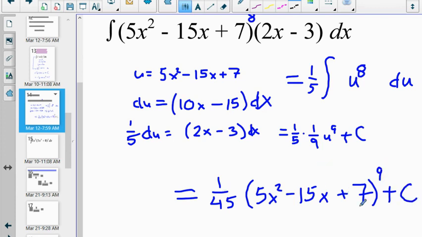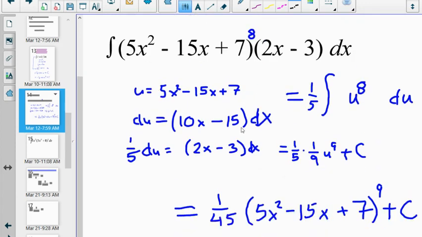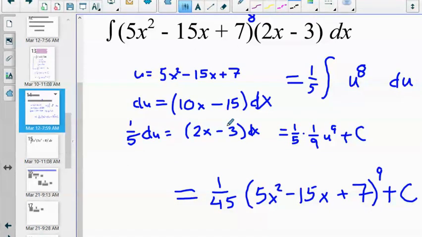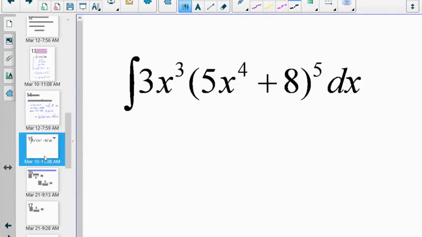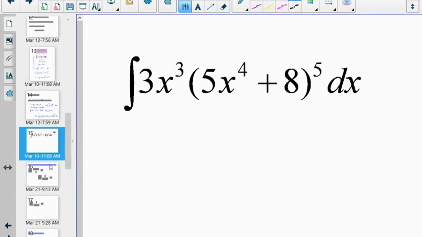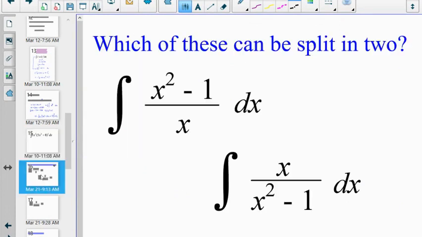Not very obvious that the derivative of this would end up being what we started with. If you don't believe it, go ahead and try it out. This is correct. I think I'm going to skip this one. This one's pretty similar to what we just did. But let's take a look at this.